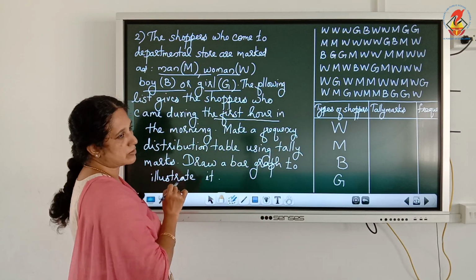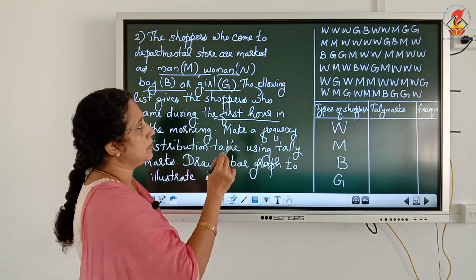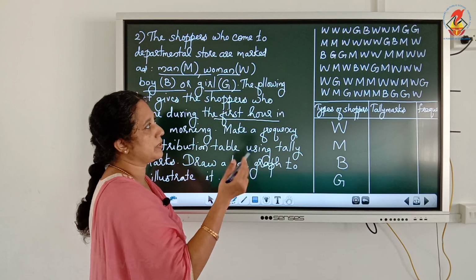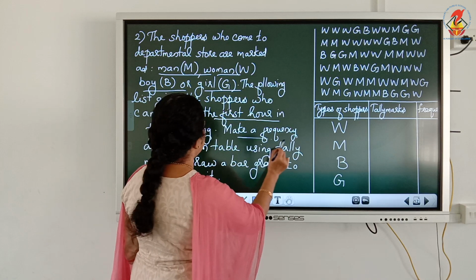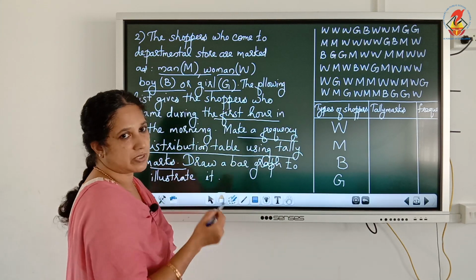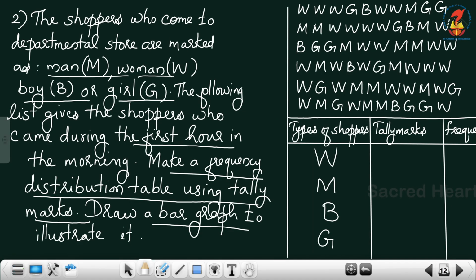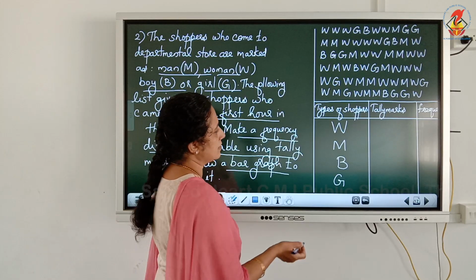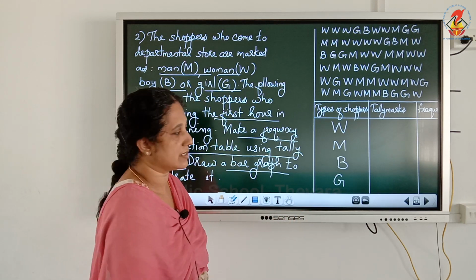The list gives the shoppers who came during the first hour in the morning. The list is already given, and W means a woman, B means a boy, G means a girl, M means a man. So we have to make a frequency distribution table using tally marks, and after that draw a bar graph. It is not a grouped one, so we don't want to make it into groups. Here the types of shoppers are given. These are the observations.